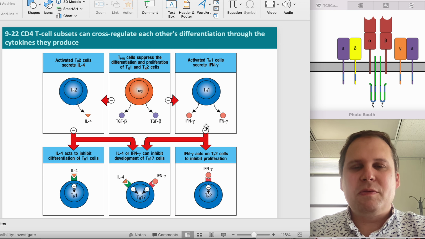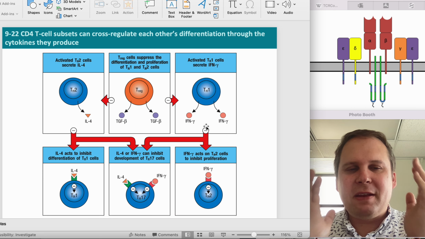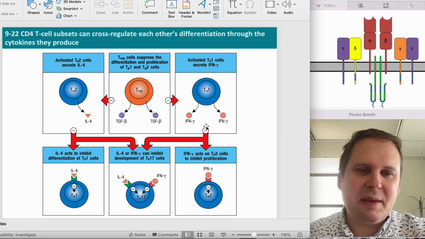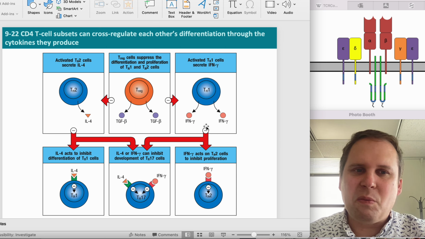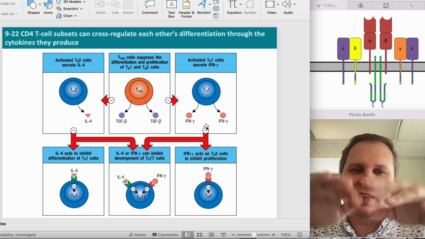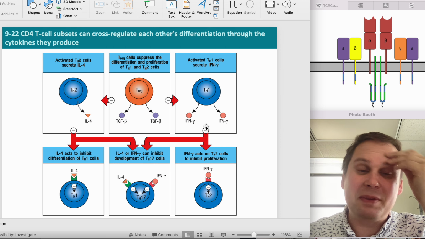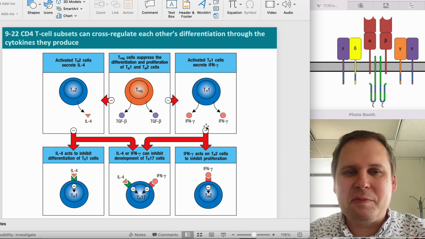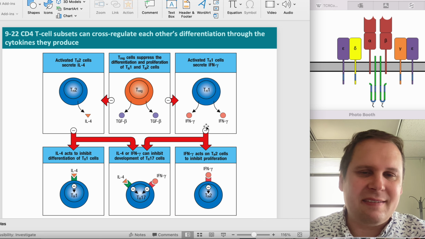So in any immune response, you're going to have a little bit of all of this happening at the same time. It's not like one thing is on and the other things are all off. It's that one thing is a little more on than the others, and then there's sort of a balance between them. And it goes back and forth. That's the idea.